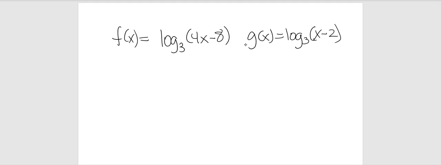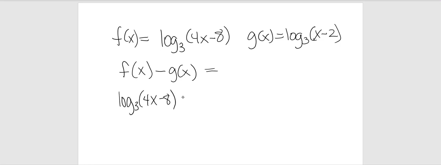Here we have f of x and g of x. F of x is log base 3 of 4x minus 8. G of x is log base 3 of x minus 2. What would happen if we subtract f of x minus g of x? So we would take what f of x is equal, log base 3 of 4x minus 8, and we would subtract what g of x is equal to, log base 3 of x minus 2.